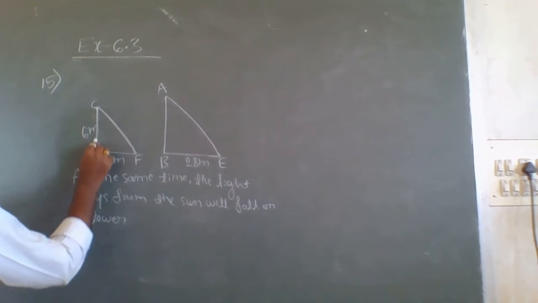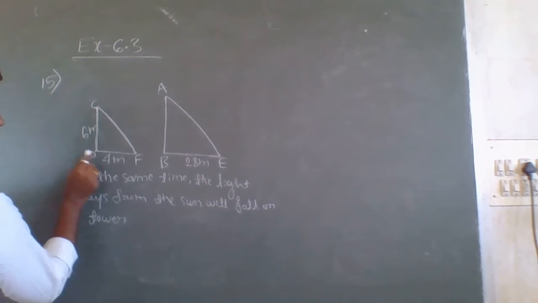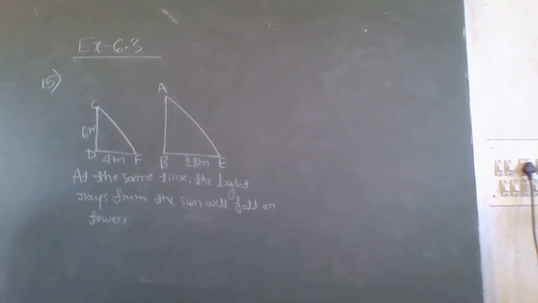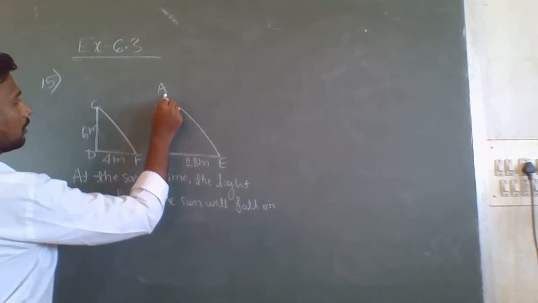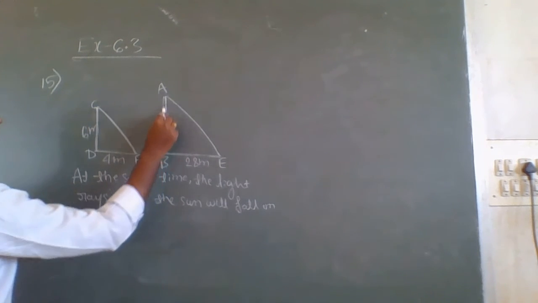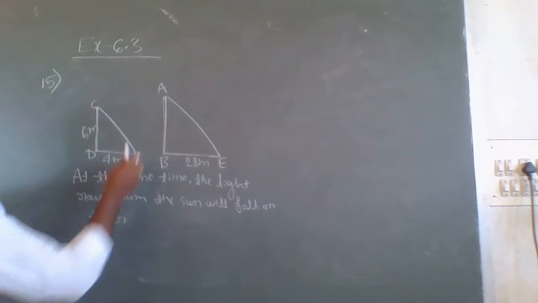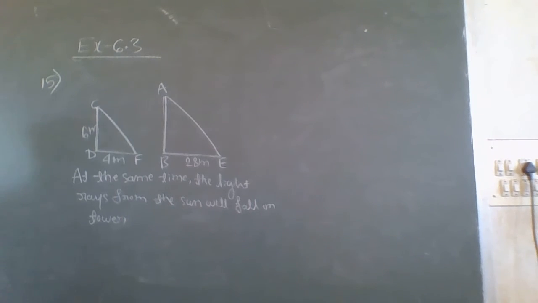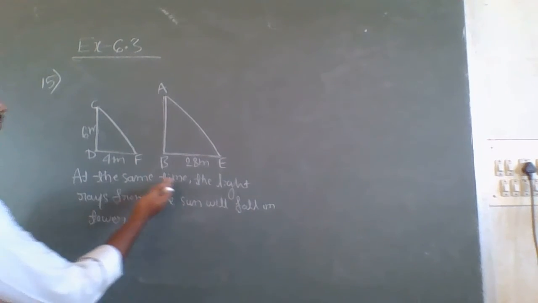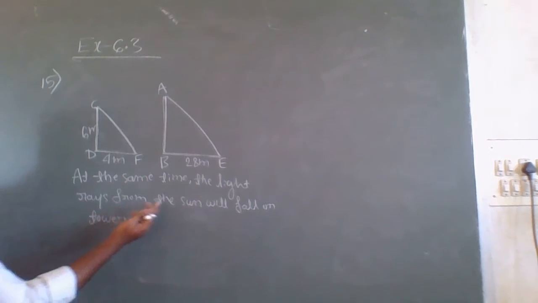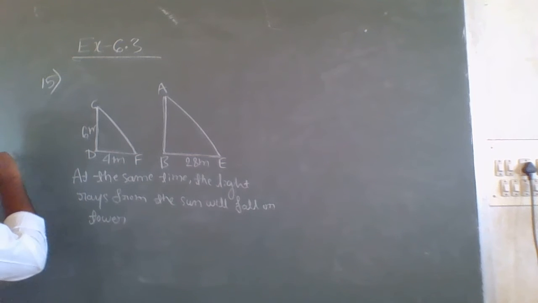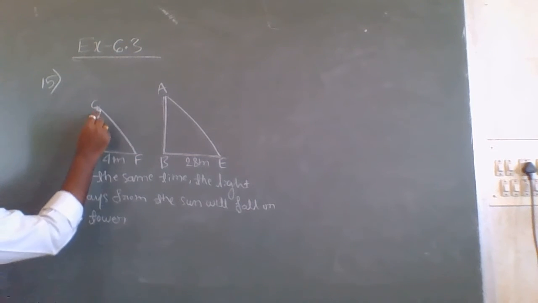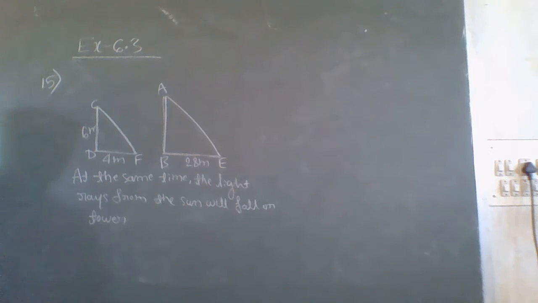So this is the pole of 6 meter and this is the shadow of this pole. Here it is 4 meter. At the same time, the shadow of this tower is 28 meter and we have to find out the length of this tower, means length of the AB. So here we know that at the same time the light rays from the sun will fall on tower and pole.